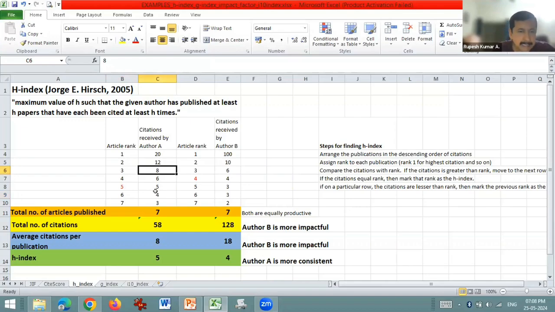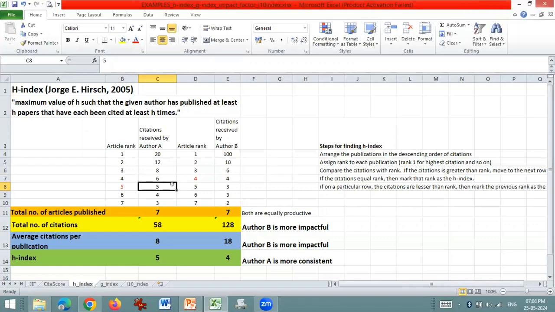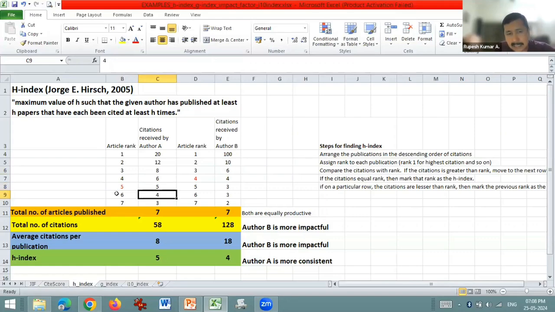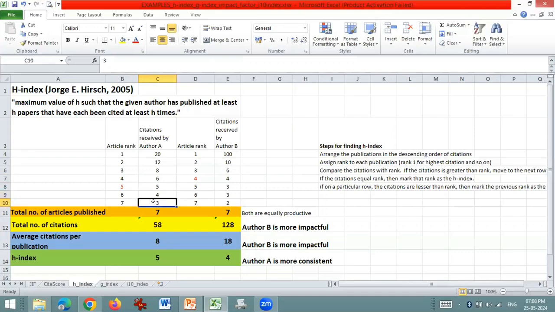Okay, let me explain. Now, the rank 5 article gets one more citation. What happens to the number of citations? 6. Yes, sir. And then the rank 6 article gets 2 more citations. Or the rank 7 article gets 3 more citations. It will be floating up and it will occupy the 6th position. 6 is equal to 6, then it will become 6.